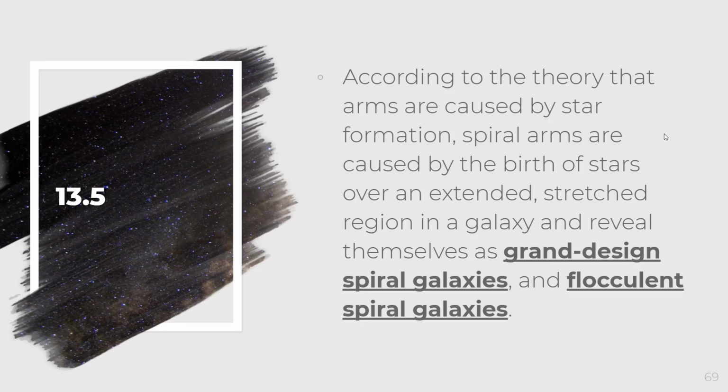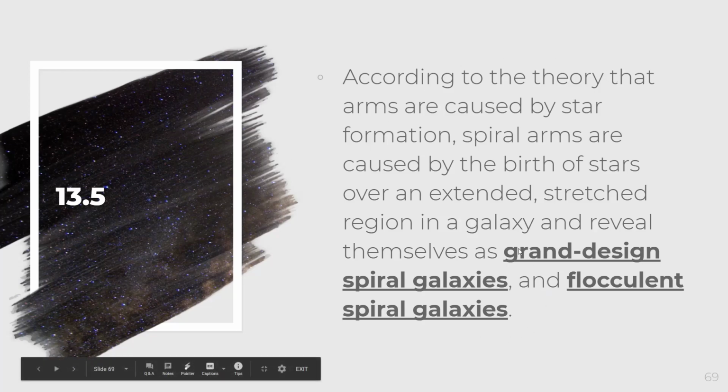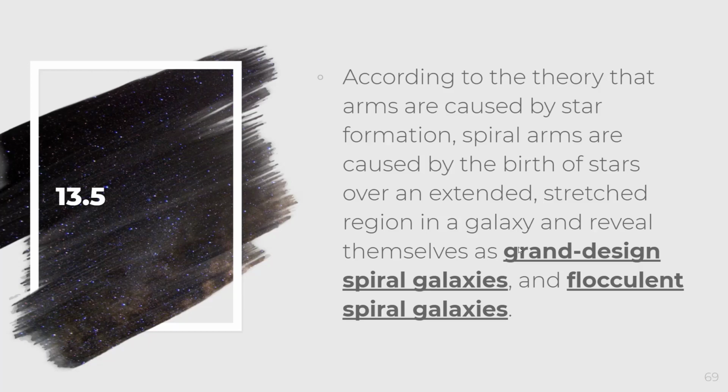Okay, so I should label this 13.5 right here. This is talking about the second model of arm formation in the galaxy. This is the self-propagating star formation model. According to this theory, spiral arms are caused by the birth of stars. They reveal themselves as either grand design spiral galaxies or flocculent spiral galaxies.